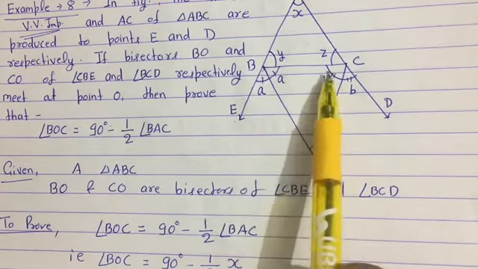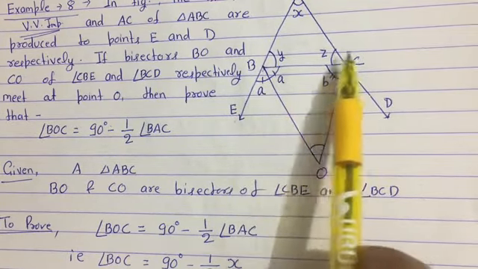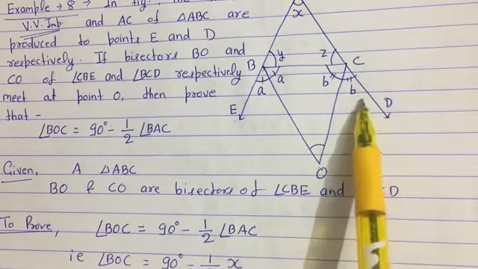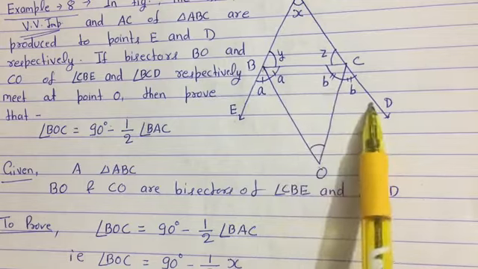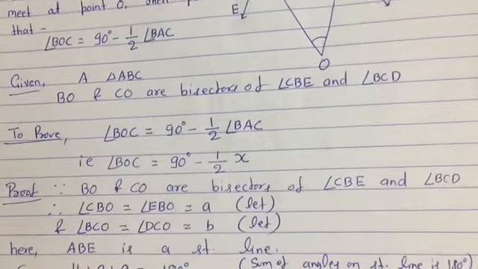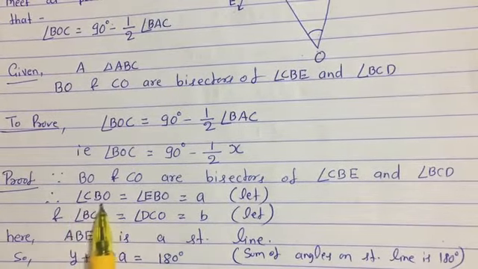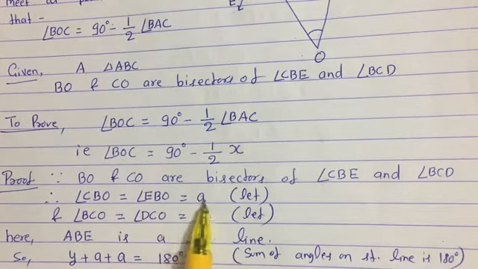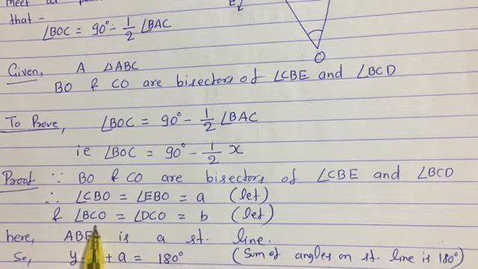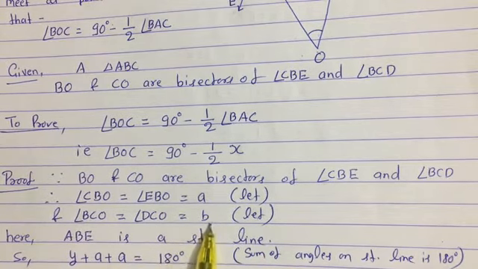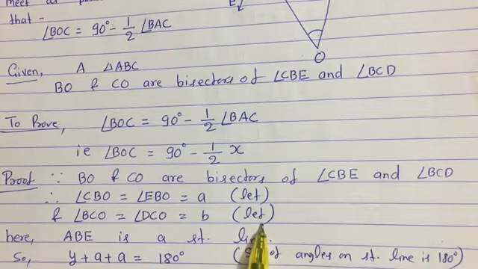And what is the name of this part? EBO. What is the name of this part? BCO. And what is the name of this part? DCO. This is equal to A and this is equal to B. That thing we are going to write here. Angle CBO is equal to angle EBO is equal to A. Let it be. Okay. Angle BCO and angle DCO is equal to B. This thing is also let by us.